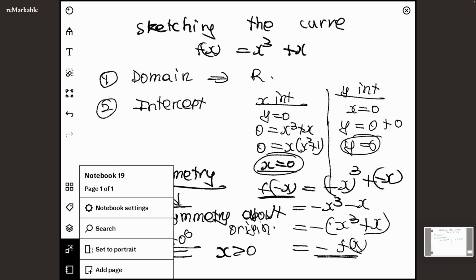The next one, what is the fourth step? Asymptote. It is a simple polynomial. There is no fraction, no ln. So the asymptote is none.